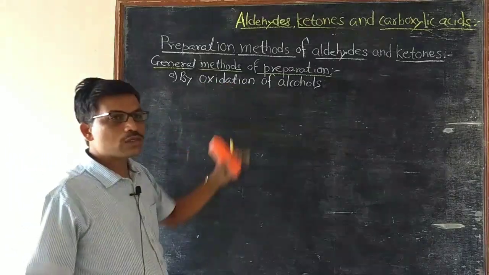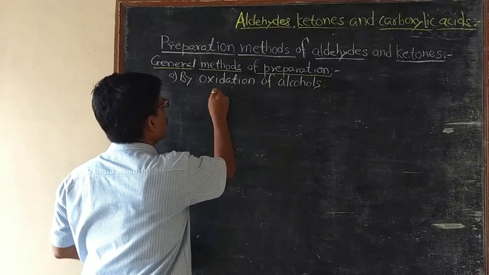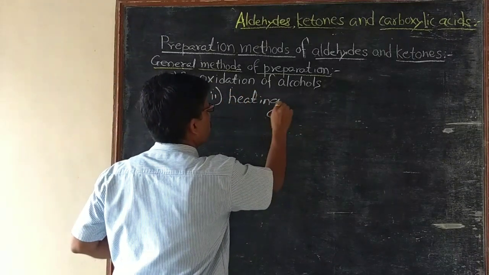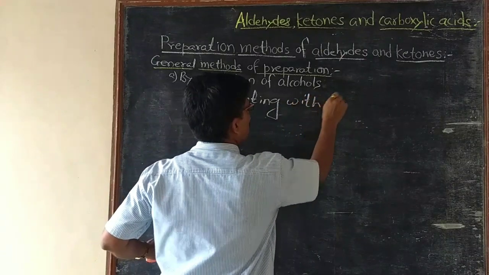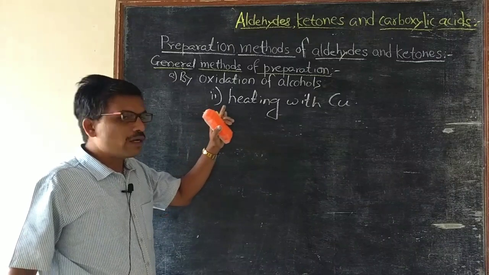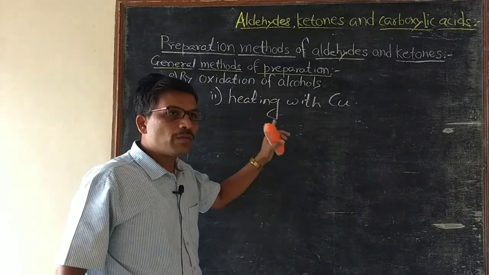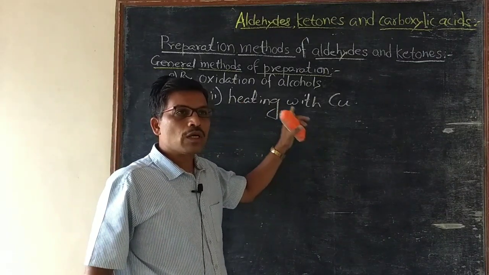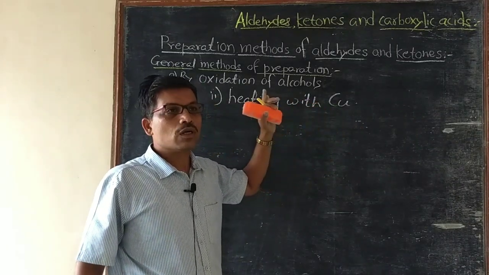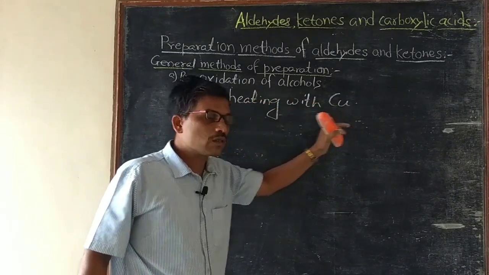Oxidation of alcohols by heating with copper. Aldehydes and ketones are prepared by passing the vapors of primary and secondary alcohols respectively over hot copper powder.